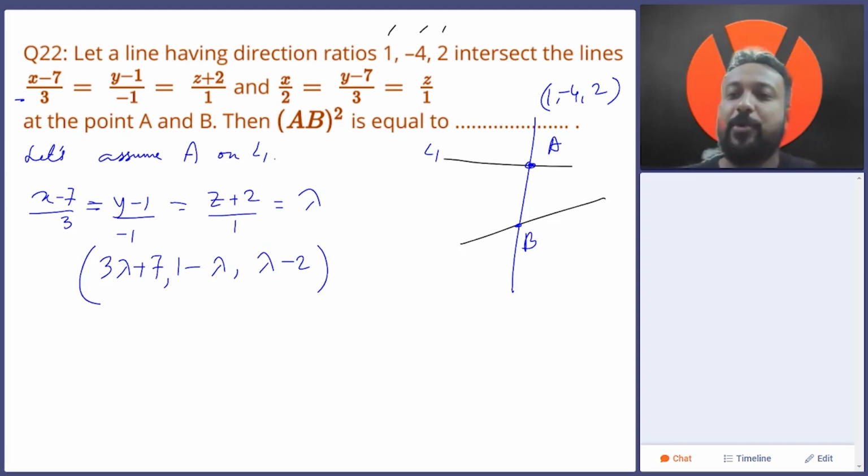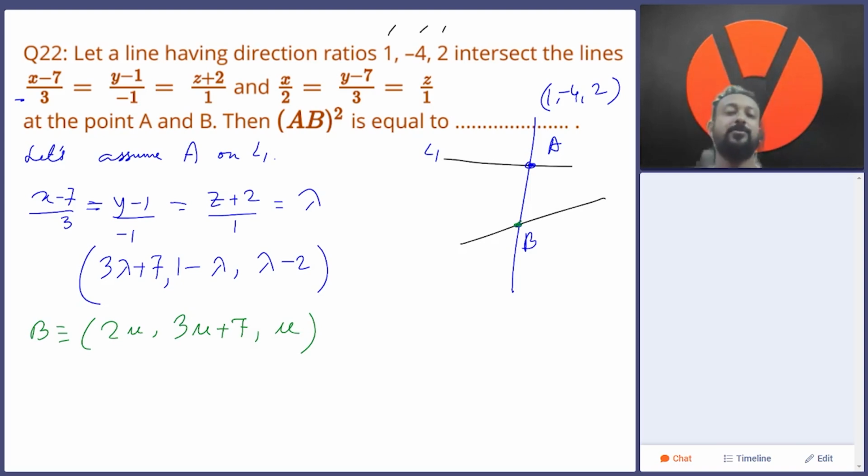Similarly, can we assume another point on the other line? That is this. Yes. So that point will be B. So can we assume B directly as twice mu, comma, 3 times mu plus 7, comma, mu minus 0 or mu, whatever it is. So now if I ask you, can I write down direction ratios of AB? Can we write down direction ratios of AB? Answer is yes. So direction ratios of AB will be what? Very simple.